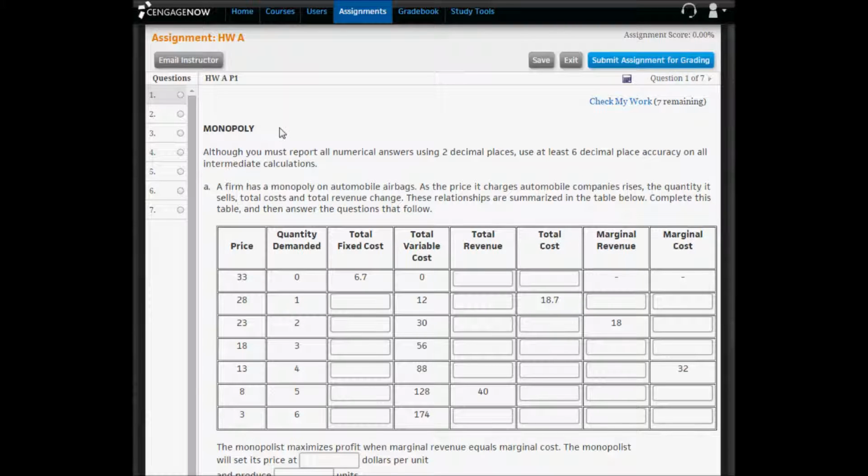In homework A, problem 1, we're going to analyze monopolies. All the data down here has been copied into Excel. The table models a firm which has a monopoly on airbags. As the price it charges automobile companies rises, the quantity it sells, total cost, and total revenue change. We're going to complete this table in Excel and then copy the answers back into Cengage Now.